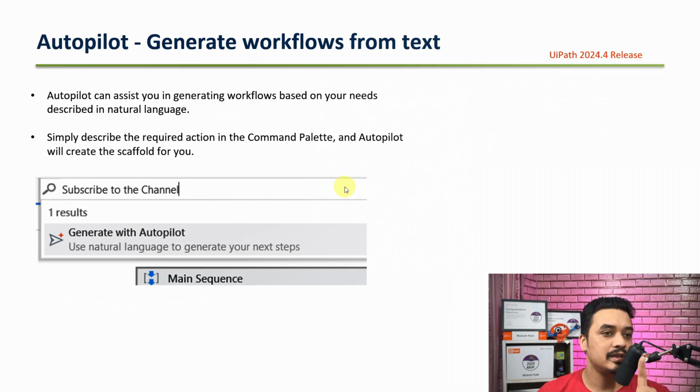This feature is called generate workflow from text. You just go to the command palette and write the expression. You would have something called generate with Autopilot, and Autopilot will generate the code for you. This is the same feature which was available in Studio X, but now it is available in UiPath Studio as well, right? Let's see that in action.